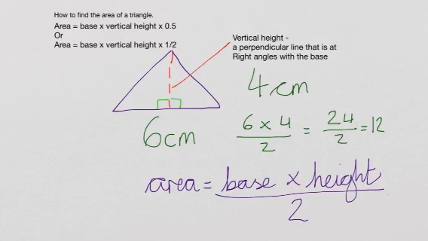And here we can see the calculation. We had 6 times 4, which is 24, and we've divided by 2. So we've done 6 times 4 and then divided the answer by 2. So 6 times 4 is 24, divided by 2. 24 divided by 2 is 12.